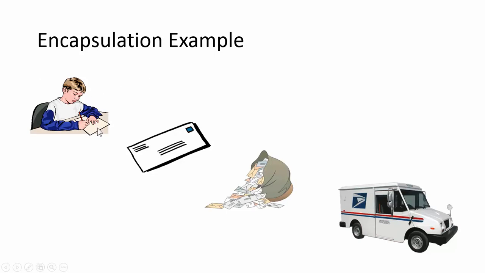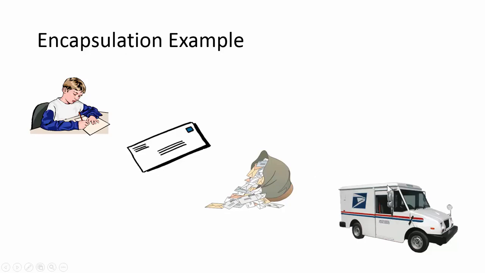So let's just talk about the concept of encapsulation in human communications. And here's an example. A boy writes a letter to his grandmother. That's the data. And then he puts it in an envelope. So the letter is being encapsulated in the envelope. Then the envelope is being put in a mailbag, so the mailbag is encapsulating the envelope. The mailbag goes in the mail truck, so you could say the mail truck is encapsulating the mailbag.